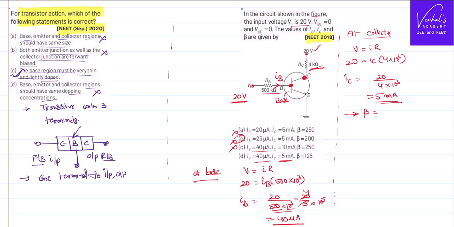Beta is the current amplification factor in a common emitter configuration. As emitter is common, output is at collector and input is at base. So beta is delta IC by delta IB. IC is given as 5 milliamperes, 5 into 10 power minus 3. IB is found as 40 microamperes, 40 into 10 power minus 6. So 5 by 40 means 1 by 8, times 10 power plus 3. This is 1000 by 8, so its value is 125, which confirms the fourth option again. So the answer for that problem is the fourth option. That is how we solve this question. Thank you for watching.